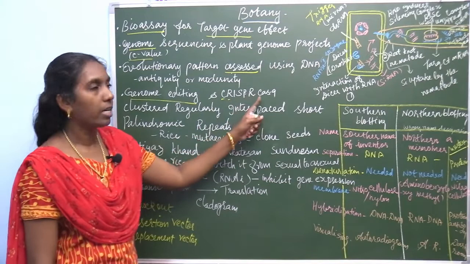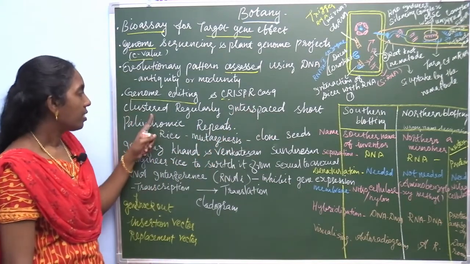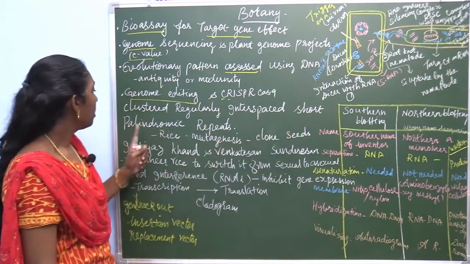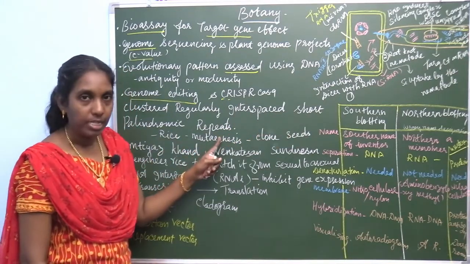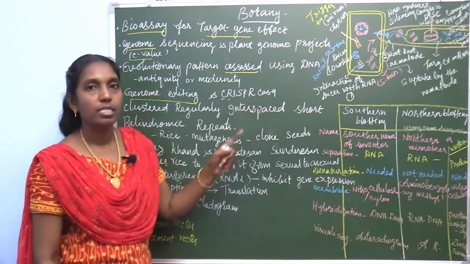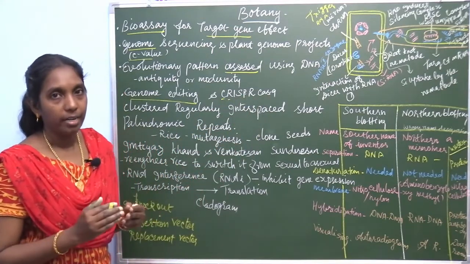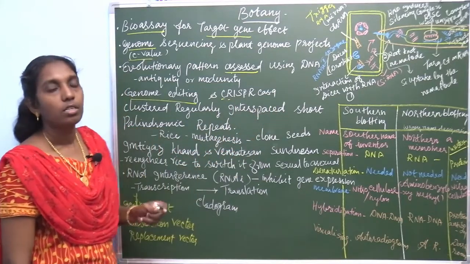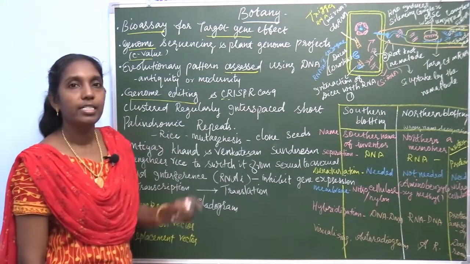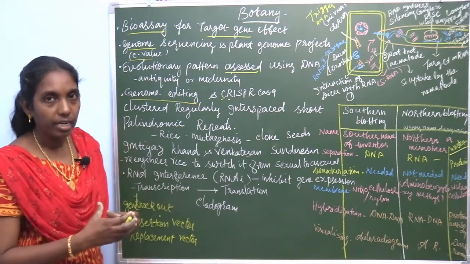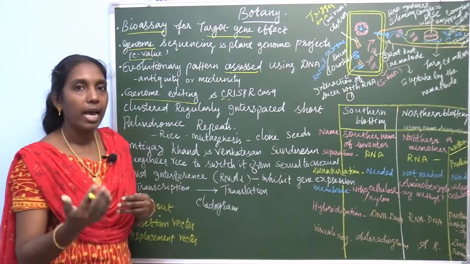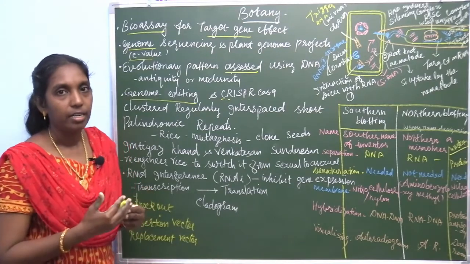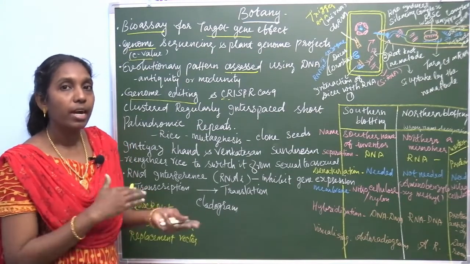CRISPR-Cas9 stands for clustered regularly interspaced short palindromic repeats, in which Cas9 is the encoding protein 9. That is CRISPR-Cas9. It is a genome editing technique, a group of techniques that add, remove or alter genes. A number of plant species can be edited, and genes can be altered by adding and removing.